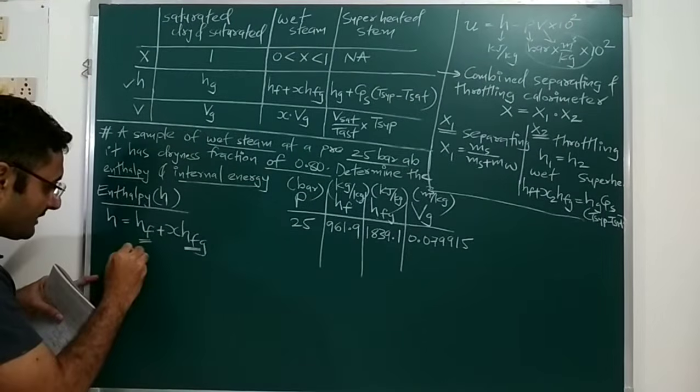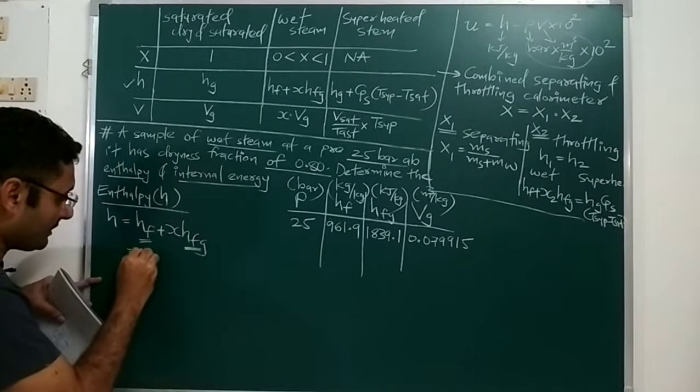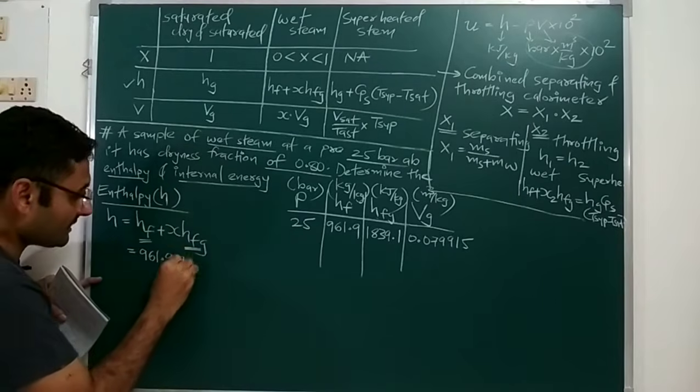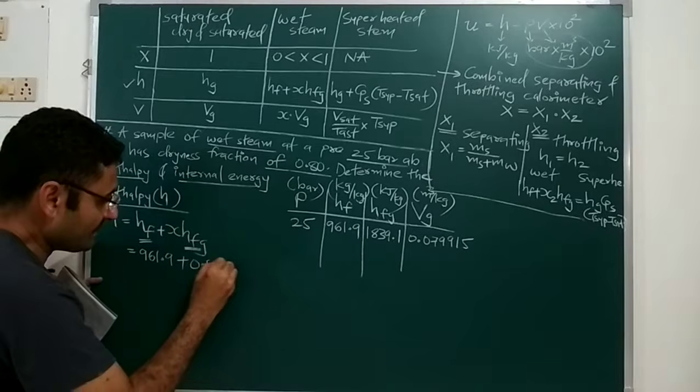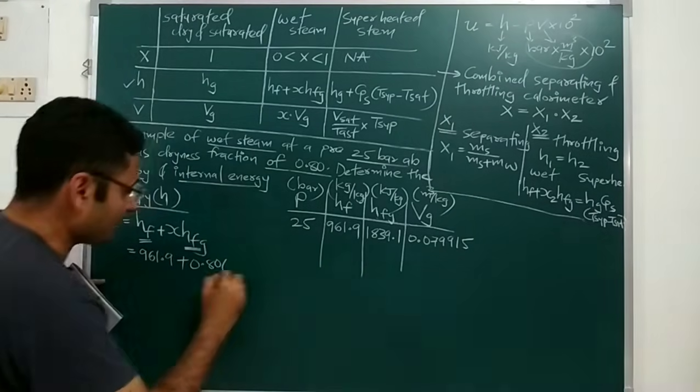So the value of HF is 961.9, plus the value of x, the dryness fraction, which is given as 0.80, and the value of HFG is how much?